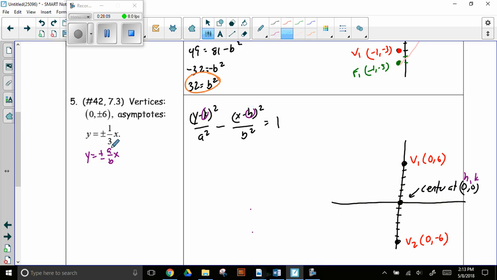Also, it looks as if we have a over b here, well then 1 equals a, and 3 equals b. So we should be able to go y minus 0, or just y squared, over a squared, which would be 1 squared, which is 1, minus x squared over b squared, which is 3 squared, which is 9, equals 1. And that sounds good, but it's very wrong. And here's why.